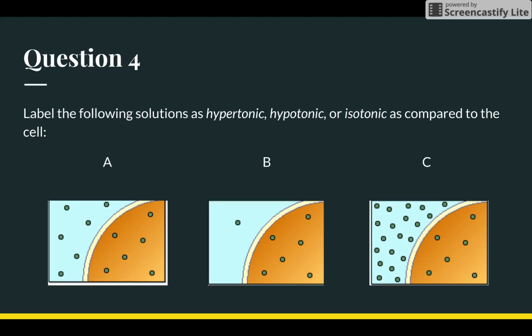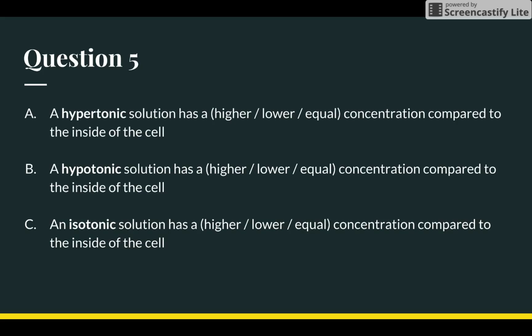Question number 4. Label the following solutions as hypertonic, hypotonic, or isotonic as compared to the cell. For A, B, and C, label the solution as hypertonic, hypotonic, or isotonic. Question number 5. A, a hypertonic solution has a higher, lower, or equal concentration compared to the inside of a cell. B, a hypotonic solution has a higher, lower, or equal concentration compared to the inside of a cell. And C, an isotonic solution has a higher, lower, or equal concentration compared to the inside of a cell.